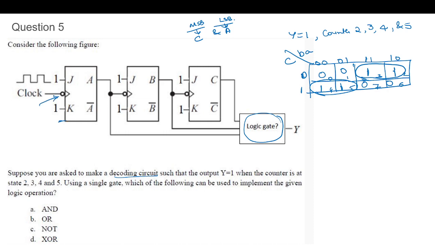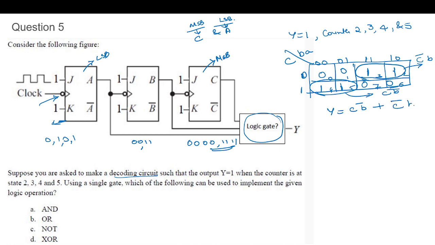For the counting, every clock pulse, this will be toggling like 0, 1, 0, 1. And this will be like 0, 0, 1, 1. And this is 0, 0, 0, then 1. So if this is the MSB and this is the LSB, considering A, B, and C, the Y logic from this will be, for this, C bar B, and for this, C B bar, which is C XOR B.